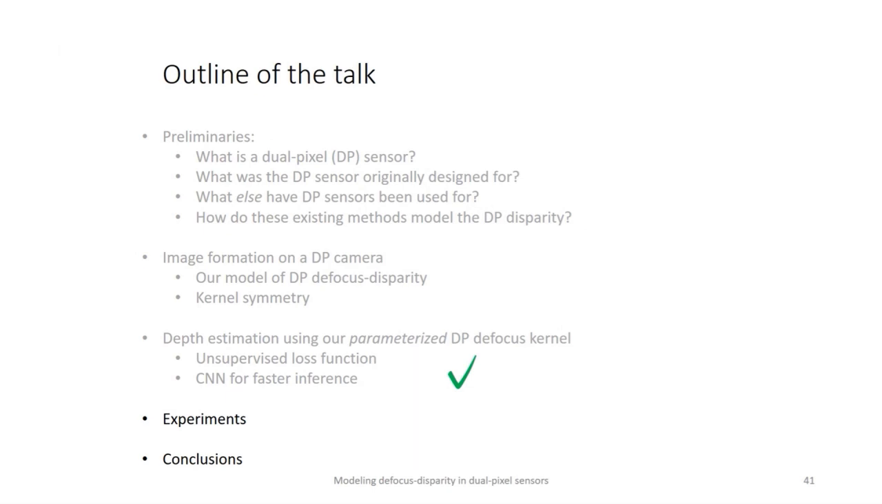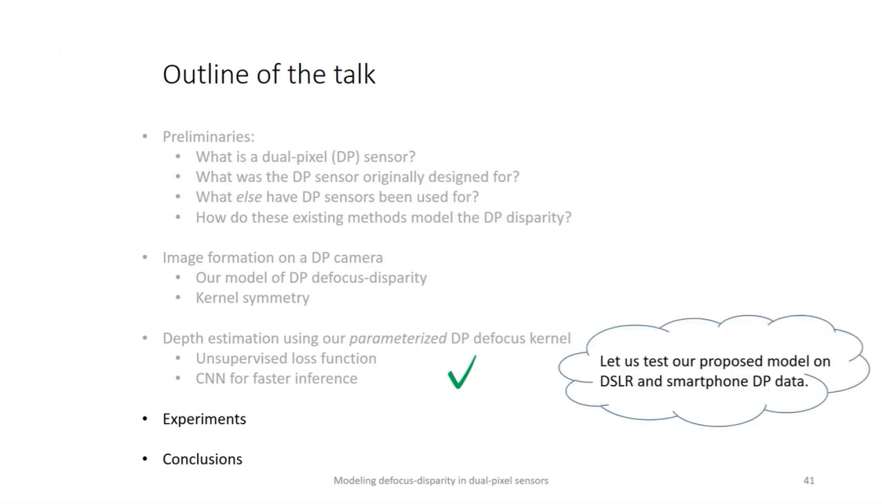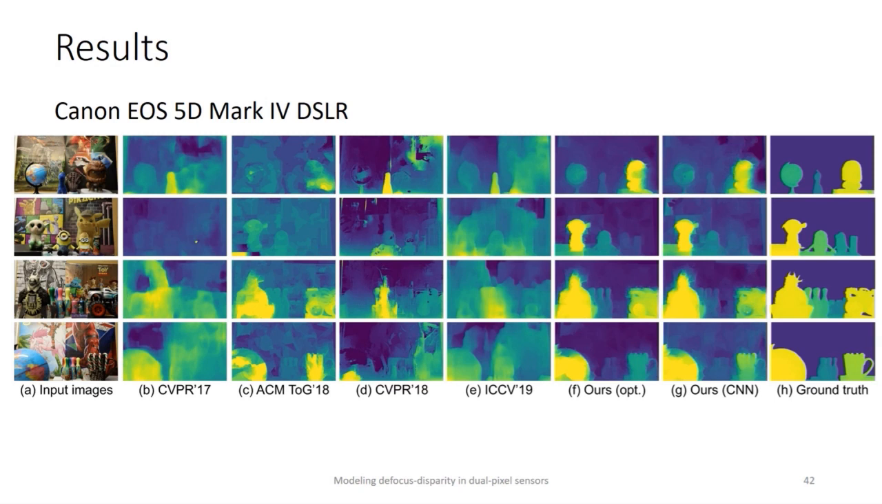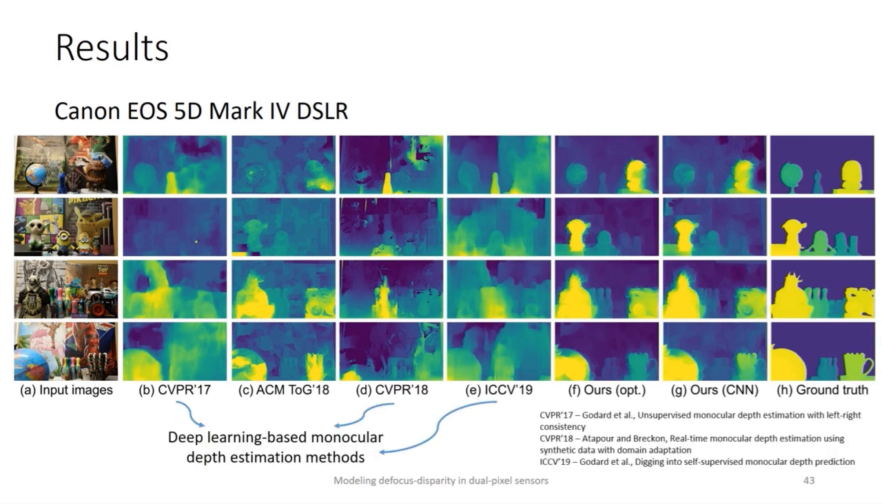Let us now look at some experimental results on DSLR and smartphone DP data. These are results on the Canon DSLR camera. The deep learning based monocular depth estimation methods fail to distinguish the foreground objects in most cases.